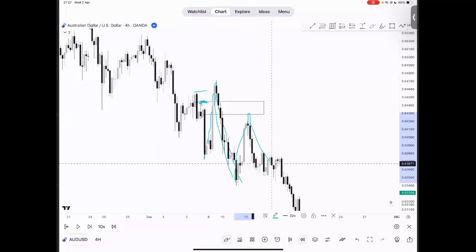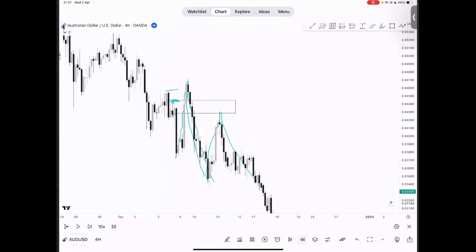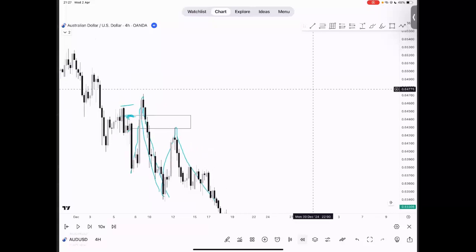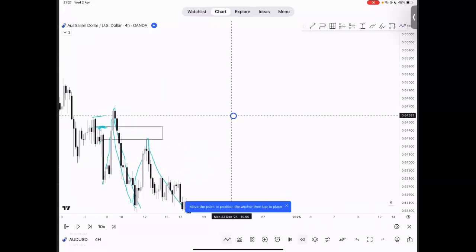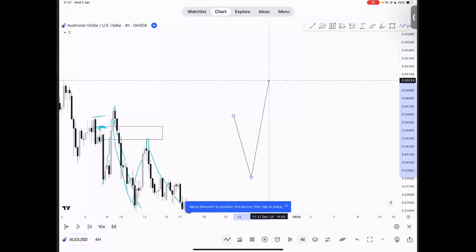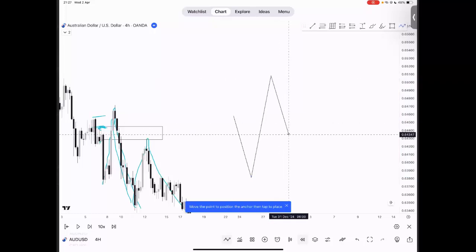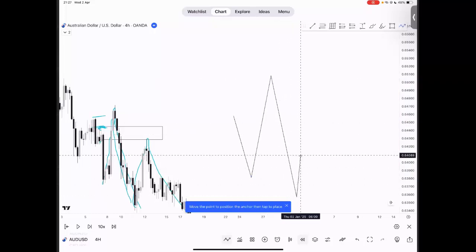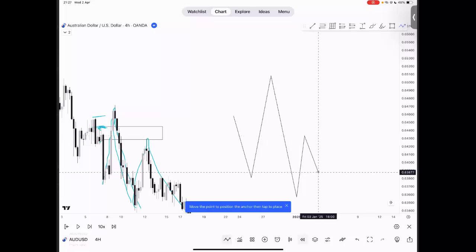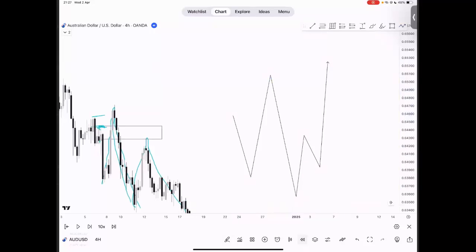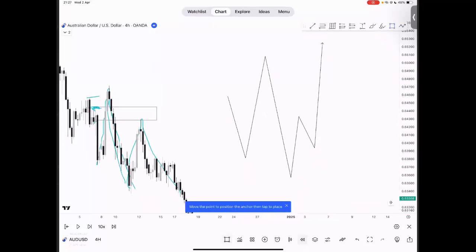Now, there are two things that I want you to pay attention to. First of all, a reclaimed block can be like this, whereby price breaks through, comes back, does something like this, and continues. This is a good example of a reclaimed block. This is one.